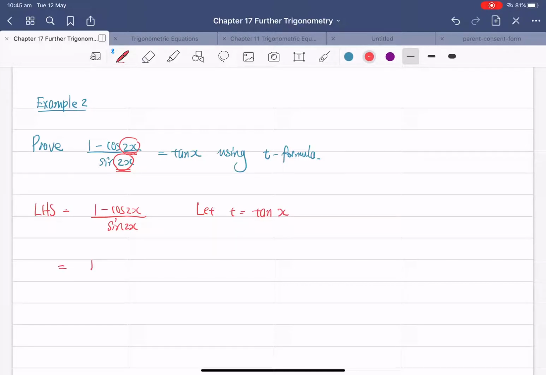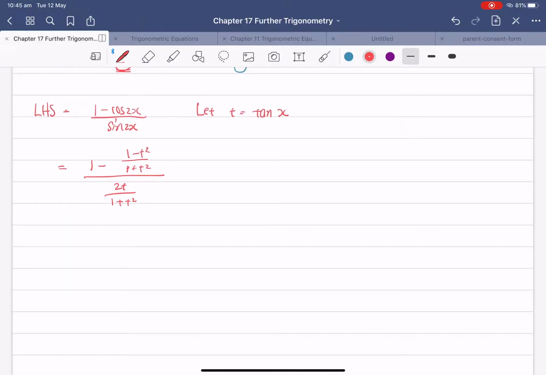So therefore, now we can just apply the formula. Cosine 2x just becomes the same expression that we had previously, and sine 2x is again 2t over 1 plus t squared. Now do the same thing. Multiply both the top and the bottom by 1 plus t squared. You're going to get 1 plus t squared minus 1 plus t squared over 2t. If you cross these two out, you get 2t squared over 2t, and that gives you t.